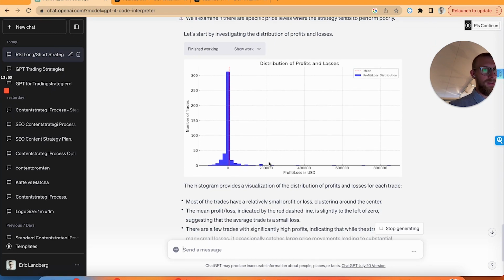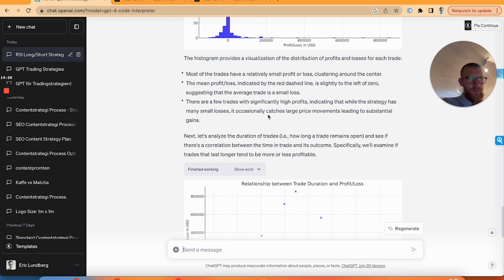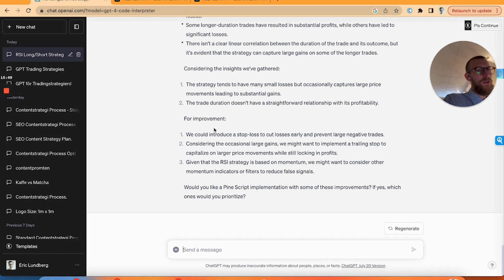And then it gives us this really nice graph here. What is the distribution of profits and losses? The mean profit loss, indicated by the red dash line, is slightly to the left of zero, suggesting that the average trade is a small loss. For improvements, this is the nice thing. We could introduce a stop loss to cut losses early and prevent large negative trades. Nice.